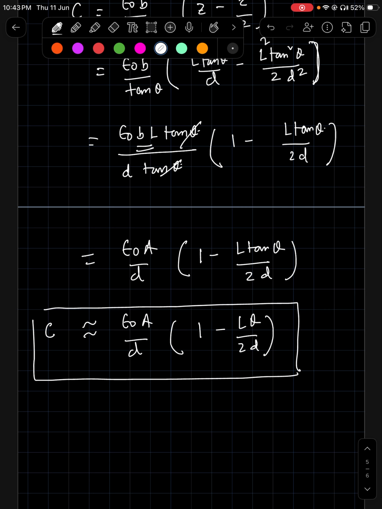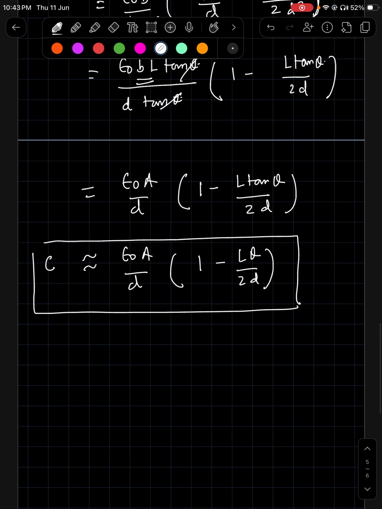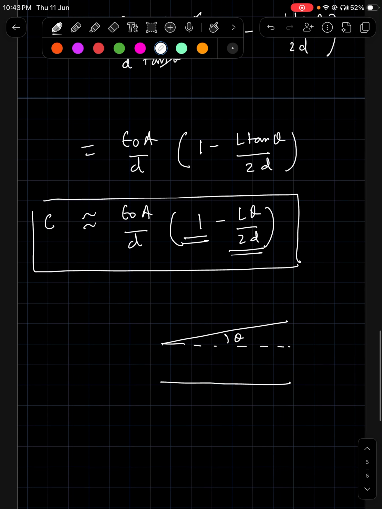It is easily visible that for this wedge-shaped capacitor, when theta becomes 0, it becomes parallel, so the second term will be gone, because theta is taken to be 0. The first term survives, which is epsilon A by d, the capacitance of the parallel plate capacitor. So it is matching with our known result, right? So this is the final expression of the capacitance of a wedge-shaped capacitor, which is generally asked in competitive exams.